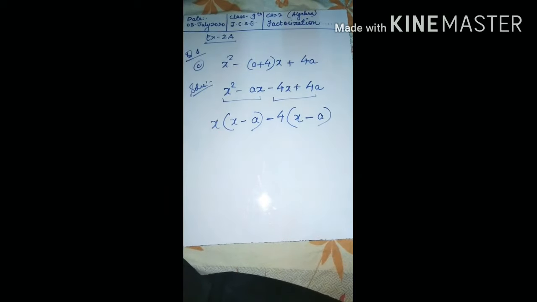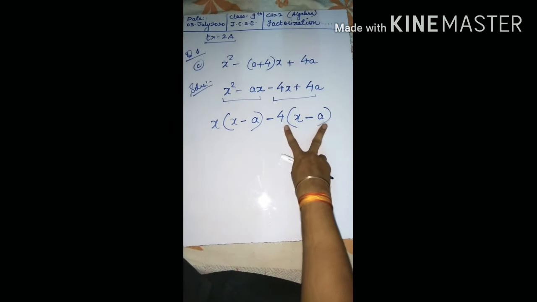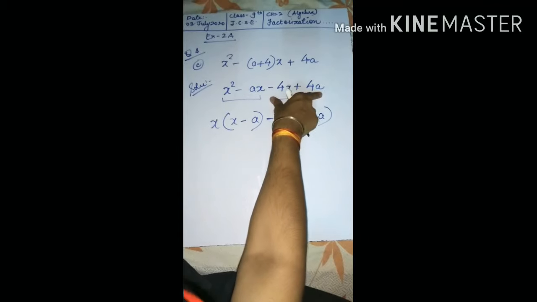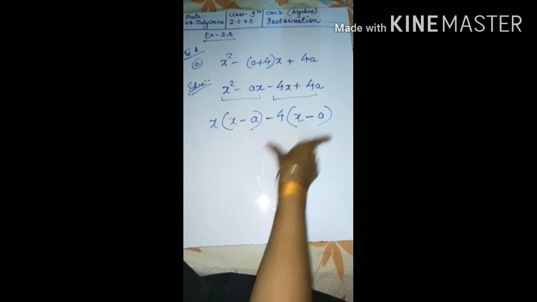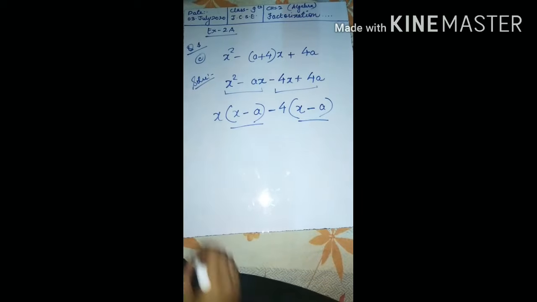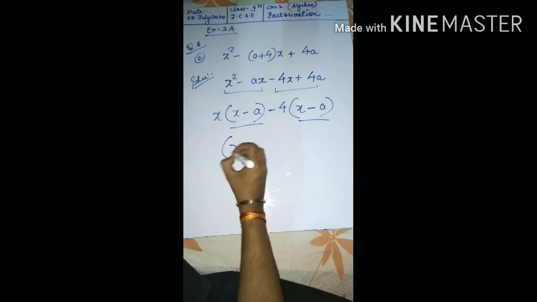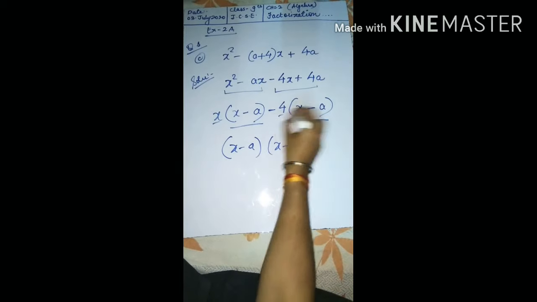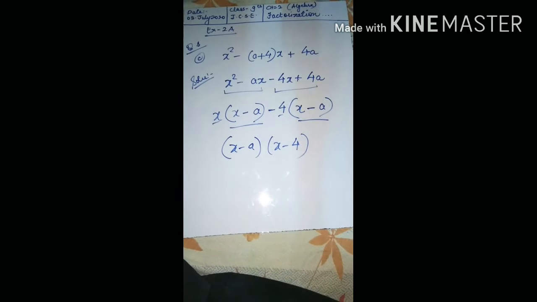Now again I say that if you want to understand this, multiply this inside and verify are you getting this step. If yes, then understand this one. Okay, now again this x minus a and x minus a we can take common. So x minus a, x minus 4, this is the final answer.